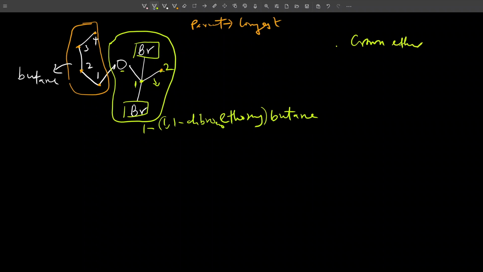In the next video, we'll talk about crown ethers. We'll talk about simple reactions of ethers like the Williamson ether synthesis, and we'll talk about acidic cleavage.